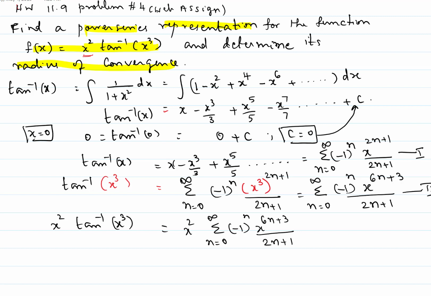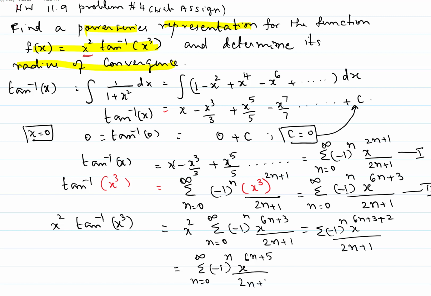So if we move the x squared inside, we get sigma negative 1 to the power n, x to the power 6n plus 3. The outside exponent 2 becomes positive exponent 2 inside, divided by 2n plus 1. So this would be sigma n varying from 0 through infinity, negative 1 to the power n, x to the power 6n plus 5 divided by 2n plus 1.